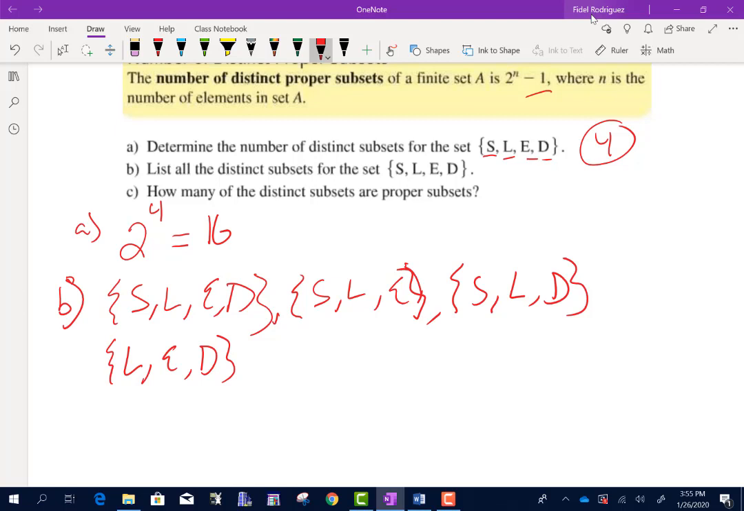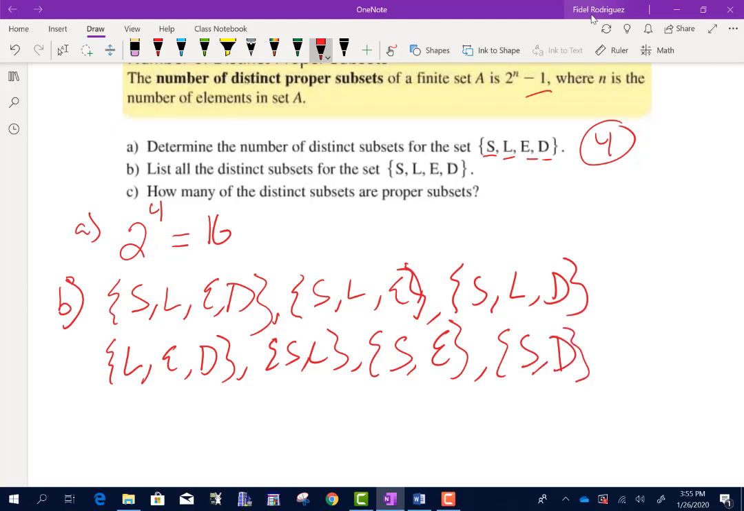Now let's go with the ones for 2 letters only. S and L, S and E, S and D. What about L and E? L and D. Let's see, are there any other ones? S and E, S and D, L and E we already have, L and D we already have. E and D we need.